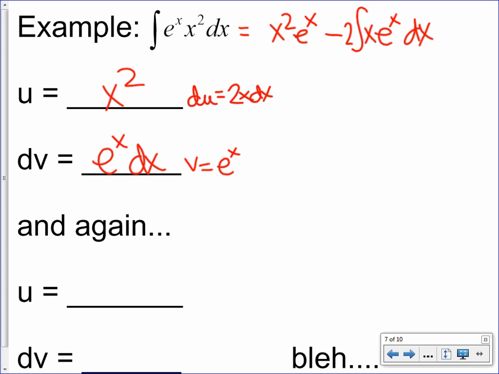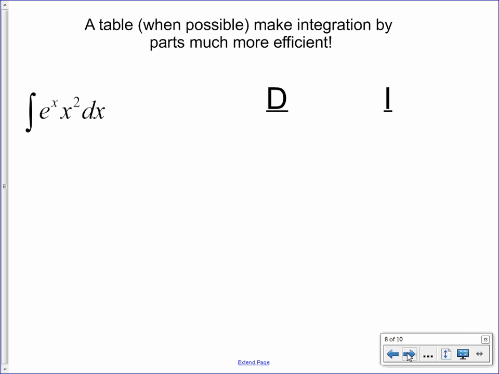Probably, yes. We're going to subtract this, and then we're going to do the integration by parts and have another subtraction, and then another integration by parts, and so on. Same thing times whatever. A table, when possible, will make integration by parts more efficient.